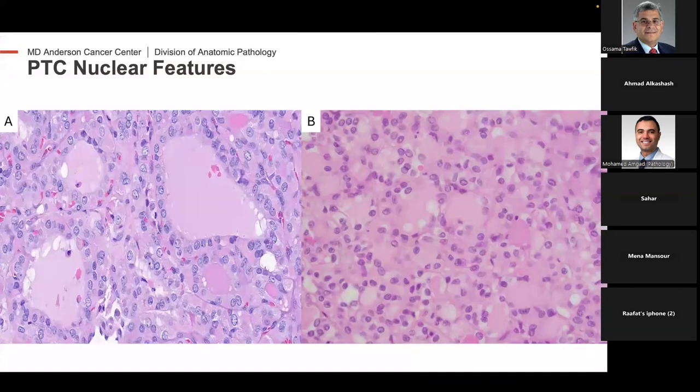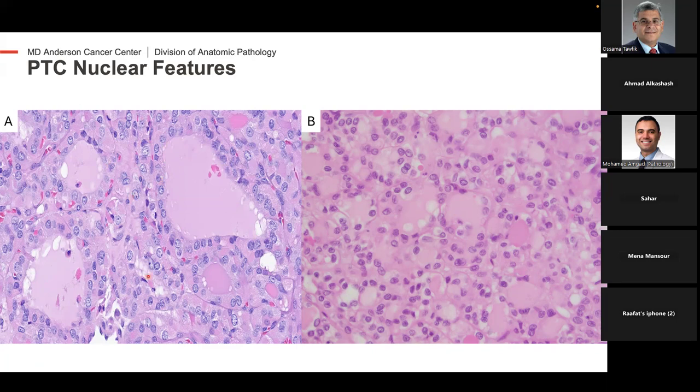And then next thing, once you establish that you are dealing with an encapsulated follicular lesion, the next thing you do is look for PTC features. And I'm sure all of you know what the PTC nuclear features are. And these two examples here show a kind of spectrum, right?